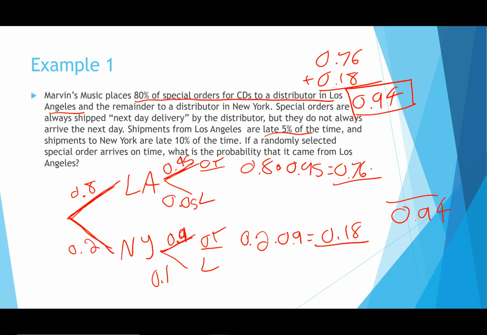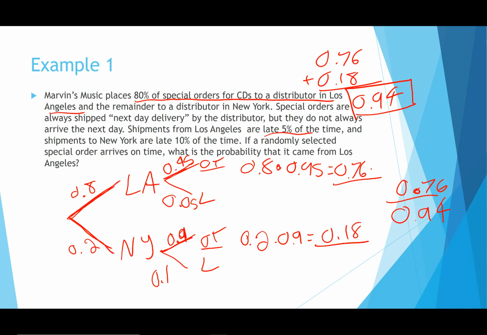Now that this is how many arrive on time, I need to focus on how much of that comes from LA. Because the question's asking, if it's on time, what's the probability it came from LA? Now the amount that came from LA is 0.76.